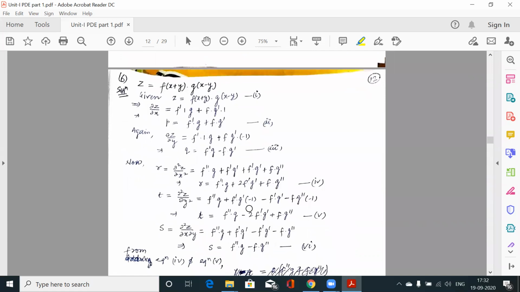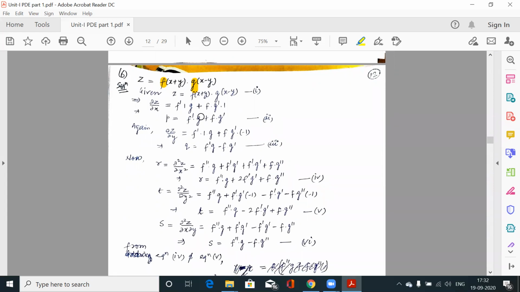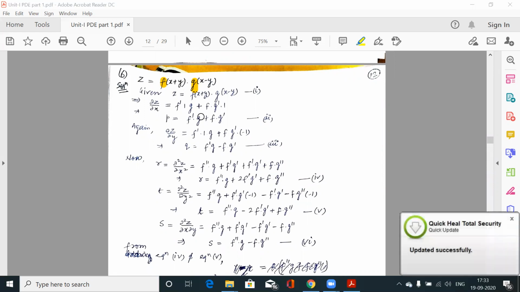Again, here we have two functions f and g. The process is the same. Now you can practice the question. If you have any doubt, or if you are facing any problem eliminating these functions, ask me on the WhatsApp group or personally.